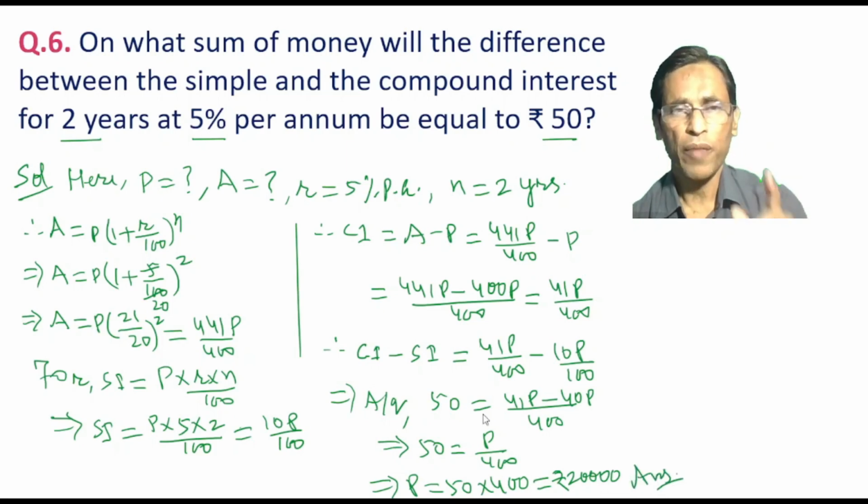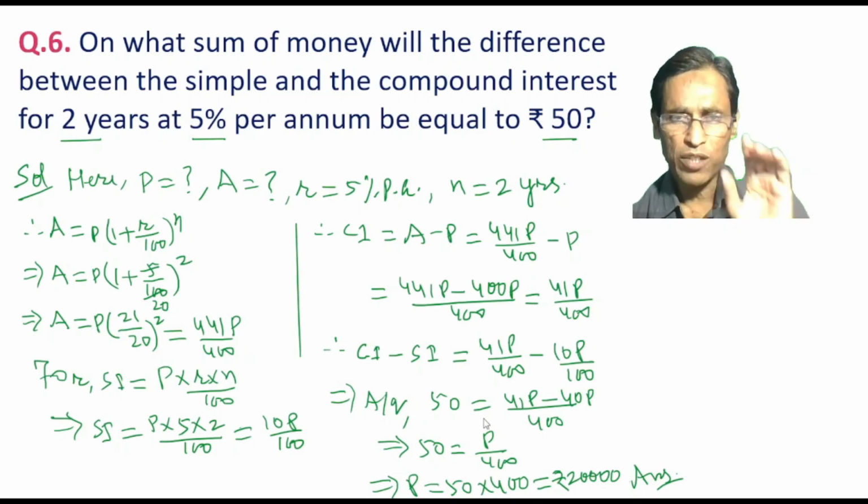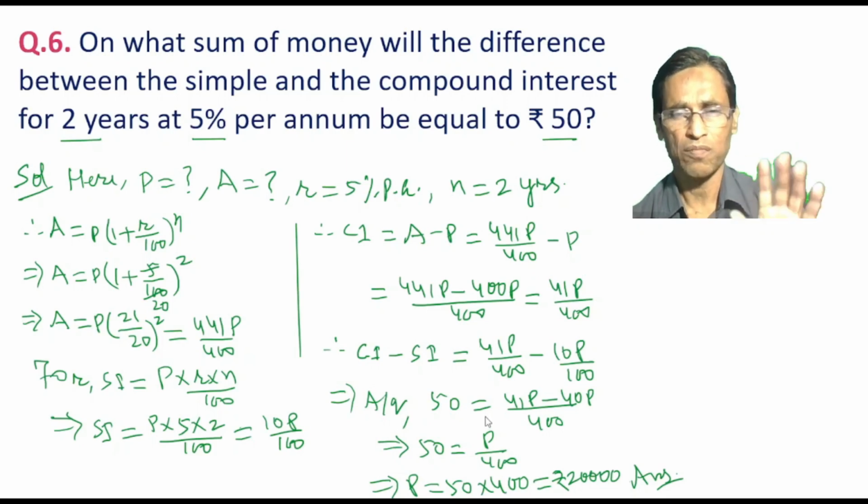Answer. By getting this result, we would like to say here, this was all about how to work out the problems based on compound interest by using the direct formula of compound interest or the amount.